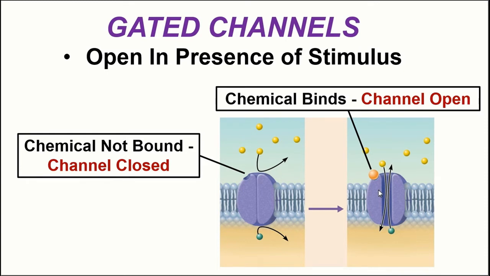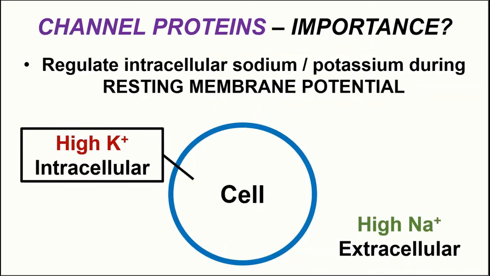But the stimulus can also be a change in membrane voltage, or a change in voltage across the membrane. So it's kind of like a little electronically operated door, if you will. All right, so we've explored two different types of channels. We've seen the leak channels and the gated channels.